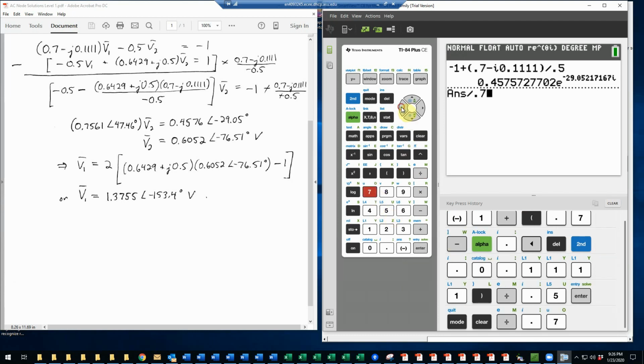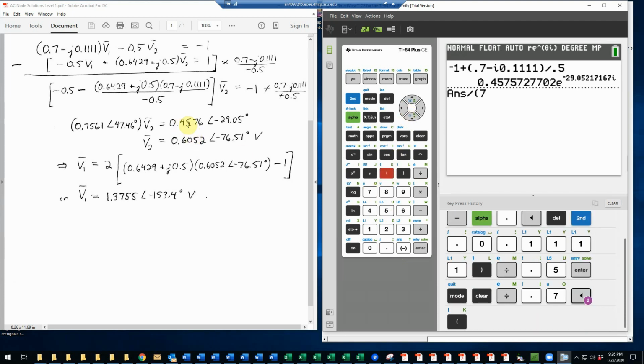But I forgot, however, I need parentheses here. So let me put in parentheses first, because again, I'm going to have two things multiplying each other. If I didn't use parentheses, then I would actually be multiplying by the second part rather than dividing by it as I should be. So again, that would be 0.7561.